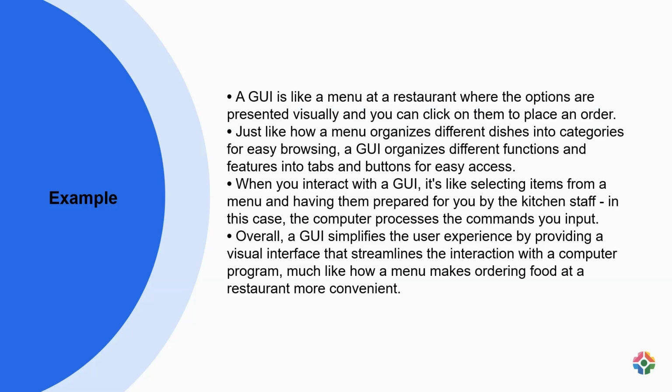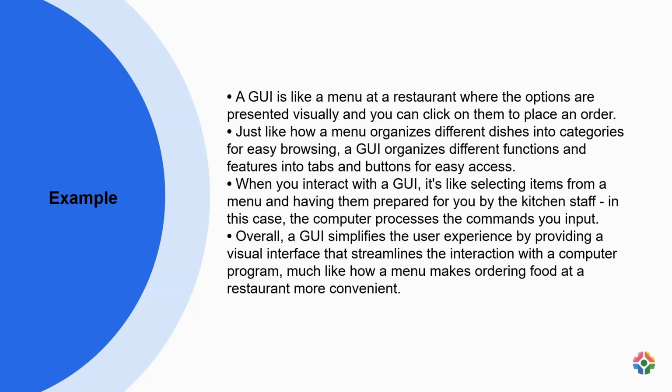A GUI is like a menu at a restaurant where the options are presented visually and you can click on them to place an order. Just like how a menu organizes different dishes into categories for easy browsing, a GUI organizes different functions and features into tabs and buttons for easy access.